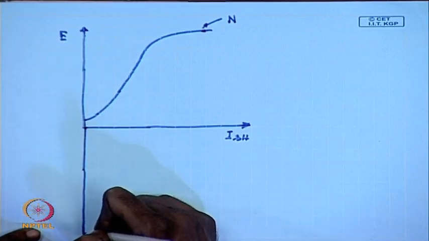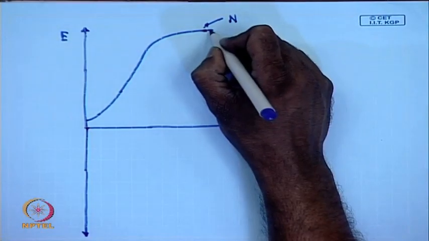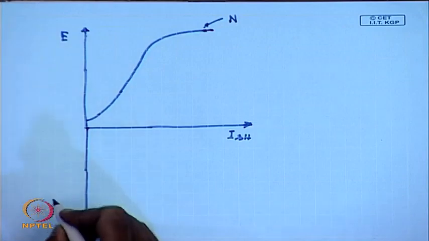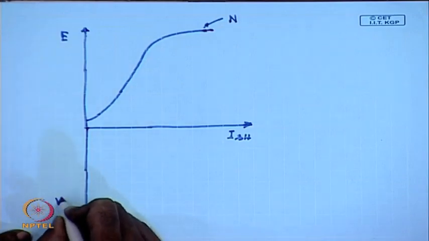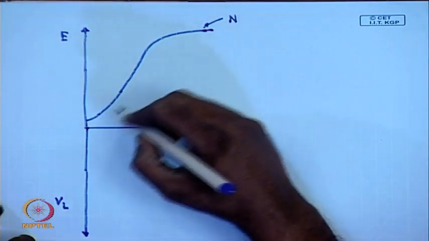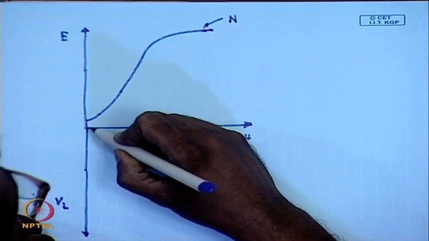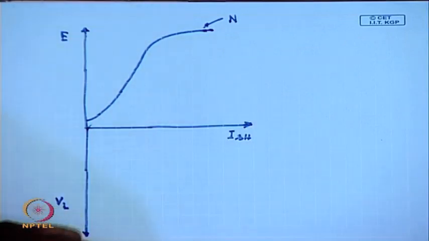Let us explain the process for a long shunt connection. In order to find out the external, that is VL versus IA characteristics, first draw the field load line with the shunt field resistance RSH.